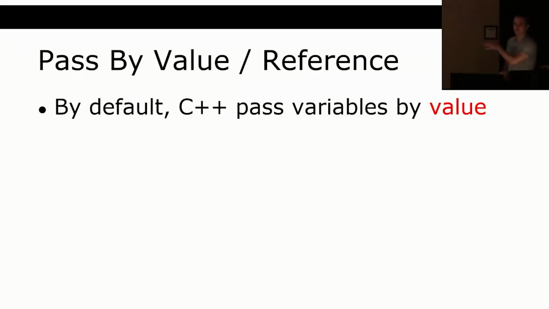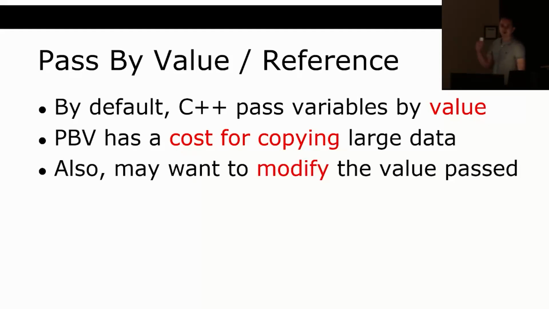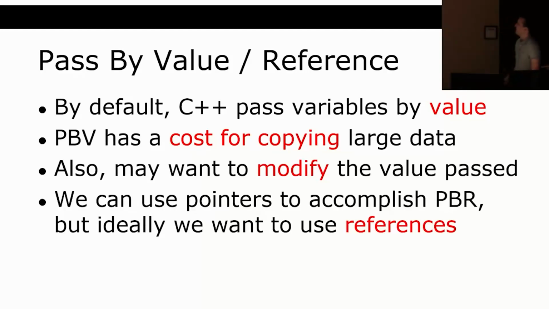By default, anything you pass into a function in C++ is passed by value, meaning that it is going to create a copy of that thing, and then that copy is what lives in the function. So pass by value has a cost for copying a large amount of data. Also, we may want to modify the value that we passed. If we pass in a copy and then we modify the copy, when that function is done, it destructs that local copy and we haven't made any changes to the thing outside that function. So we can use pointers to accomplish pass by reference, but ideally we want to use references wherever possible.